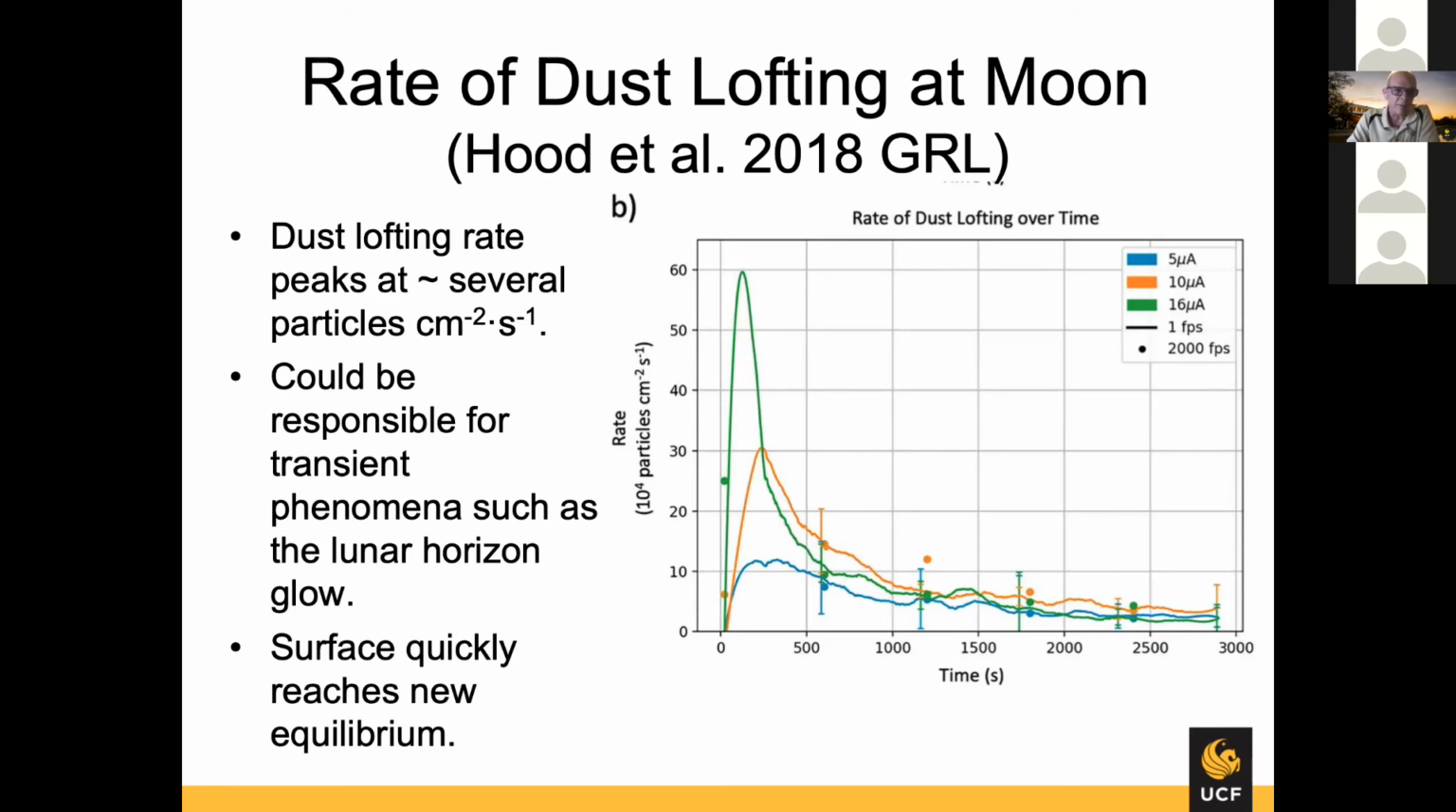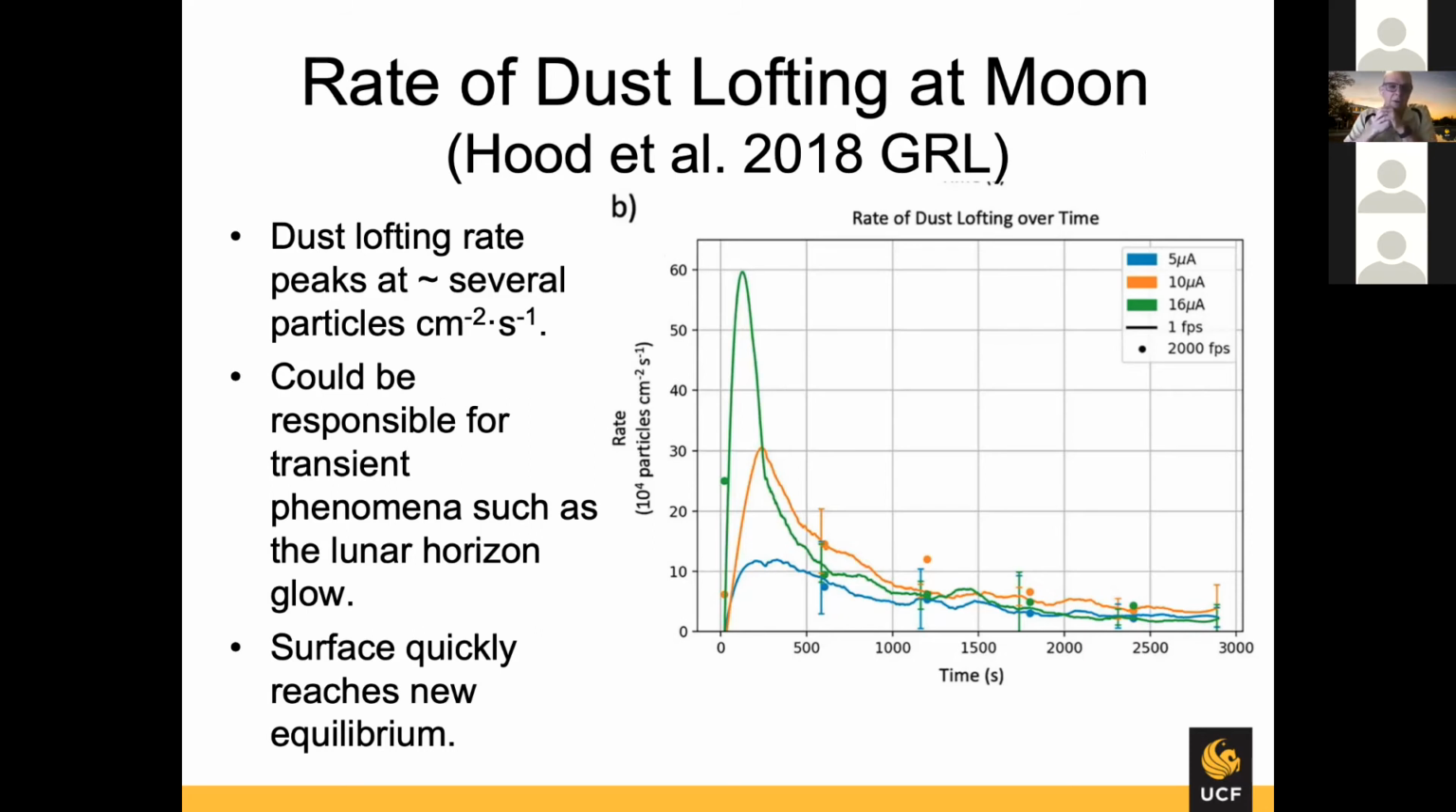And it's peaking at 10 to the 4 particles per square centimeter per second, maybe 10 to the 5, 10 to the 6 particles per square centimeter per second. And it depends on the current in the plasma chamber. But you can see that that rate quickly drops down to near zero because the surface arrives at a new equilibrium distribution.